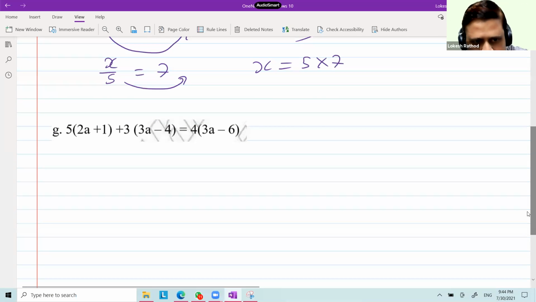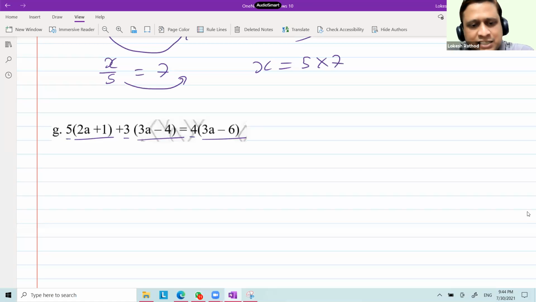First, I need to multiply 5 inside this bracket, 3 inside this bracket, 4 inside this bracket. Okay. The next step is to combine all the variables, that is all the A's together, and all the known numbers, that is the numbers, on the other side. Okay, we will solve it. So let's start.